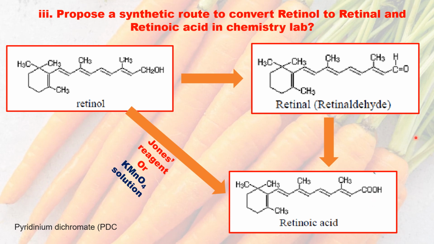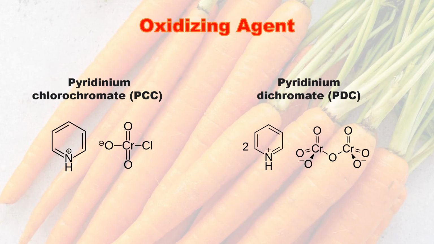But if we want to isolate the aldehyde, then we have to use a weak oxidizing agent like PCC or PDC. Then primary alcohol will convert into aldehyde. Then for the aldehyde to carboxylic acid conversion, we can use Jones reagent or KMnO4 solution. This is the structure of PCC and PDC. PCC is pyridinium chlorochromate and PDC is pyridinium dichromate.